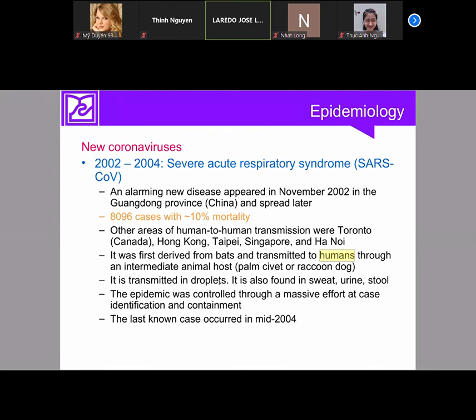This was zoonotic from bats and transmitted to humans through another animal that we don't know very well. It was also transmitted in droplets. However, the disease was very severe, with 10% of mortality. This is very, very high. However, the epidemic was efficiently controlled, so it didn't become pandemic. The last case occurred in 2004, and we didn't have any more cases after that date.